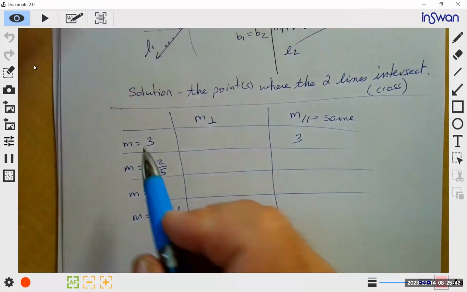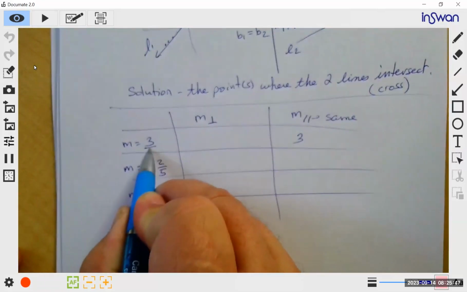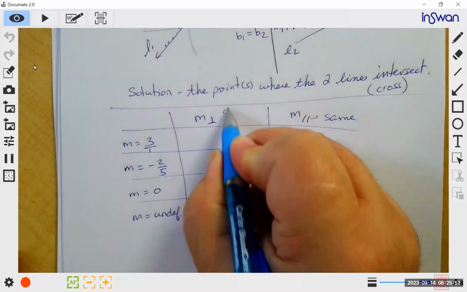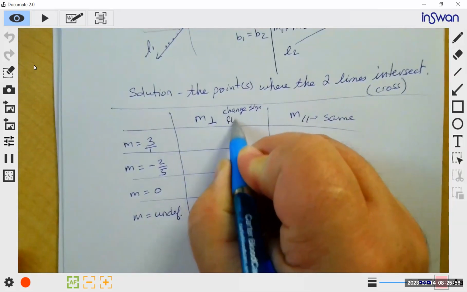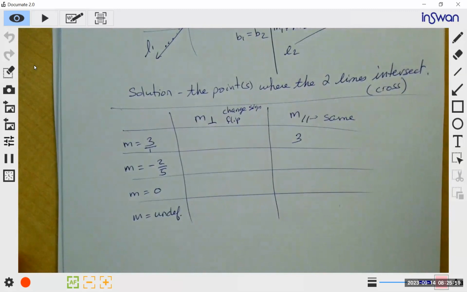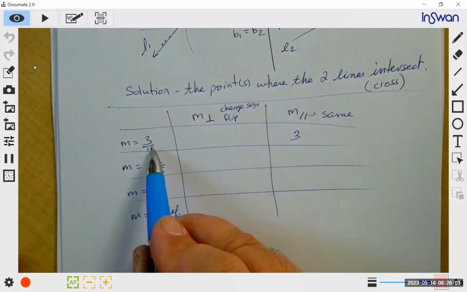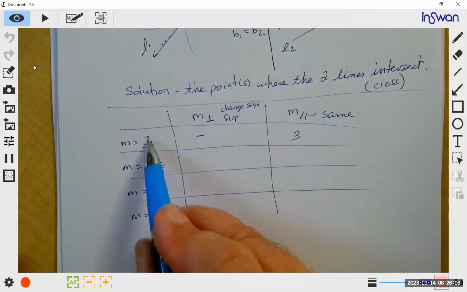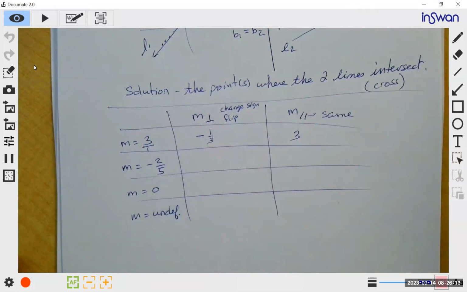What does 3 look like? Every number can be written as a fraction. So 3 is 3 over 1. Remember, what do you do for perpendicular? Change sign and flip. So if I change the sign, what's this one going to be, positive or negative? It'll be negative because that one's positive. This is 3 over 1, so this one's going to be negative 1 over 3. That's all there is to it.